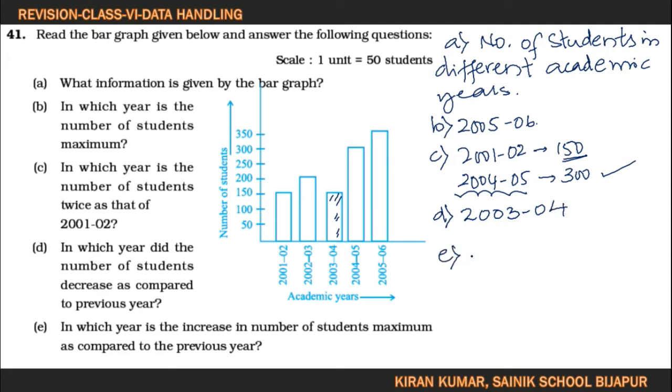Fifth one, in which year is the increase in the number of students maximum as compared to the previous year? Immediately after 2003 to 2004, there's an increase, and the right answer is 2004 to 2005.